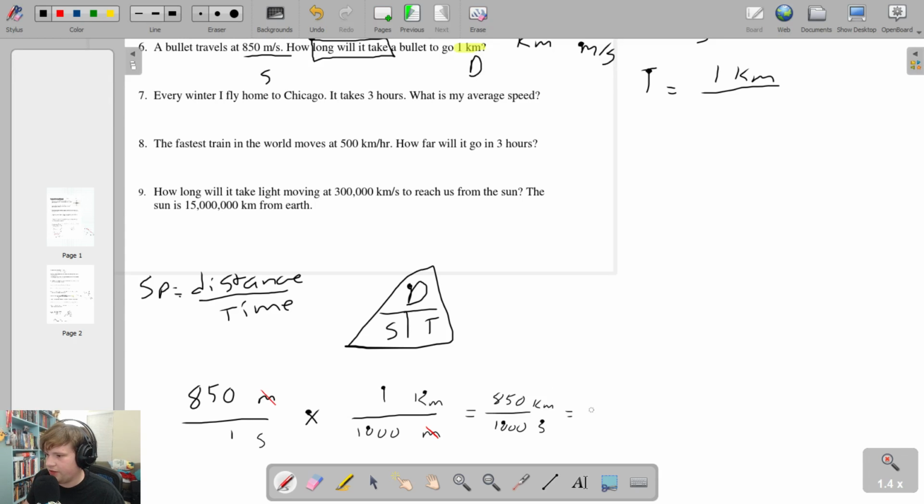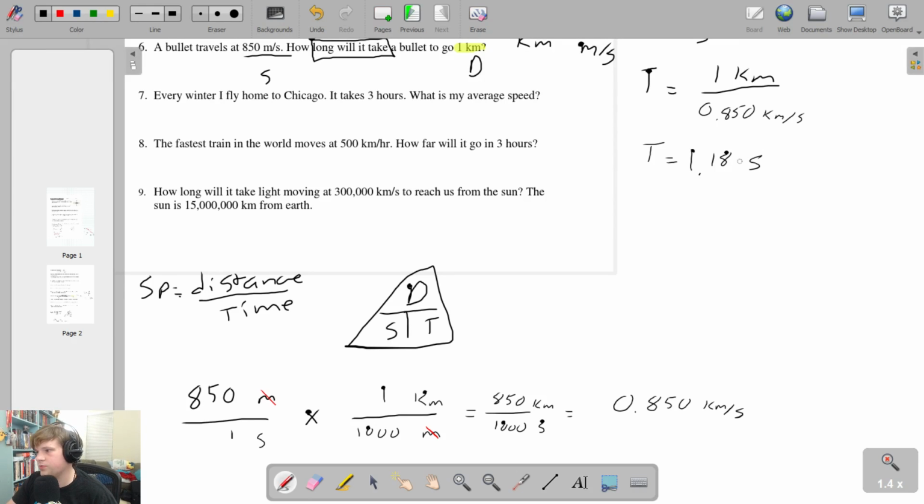850 divided by 1,000: you just move your decimal place over 3 places. So 0.850 kilometers per second. There we go. Now we are in the same units. So 1 kilometer, and our speed is 0.850 kilometers per second. Time is equal to 1 divided by 0.850. So we're going to do 1 divided by 0.850, and we're going to get our answer, which is 1.18. And our time is in seconds.